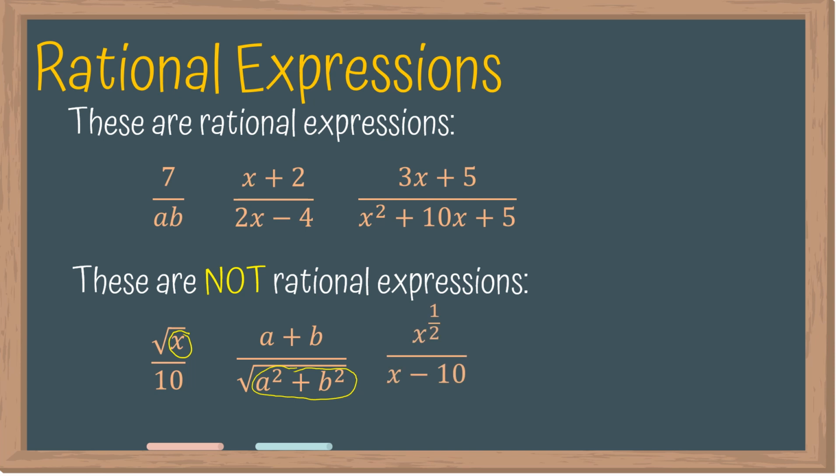Third, we have x raised to 1/2 over x minus 10. This time, this is not a rational expression because our exponent is a fraction which is 1/2. And last example, we have x raised to negative 2 plus 5 all over 8. For the last example, this is not a rational expression because our exponent is a negative number.